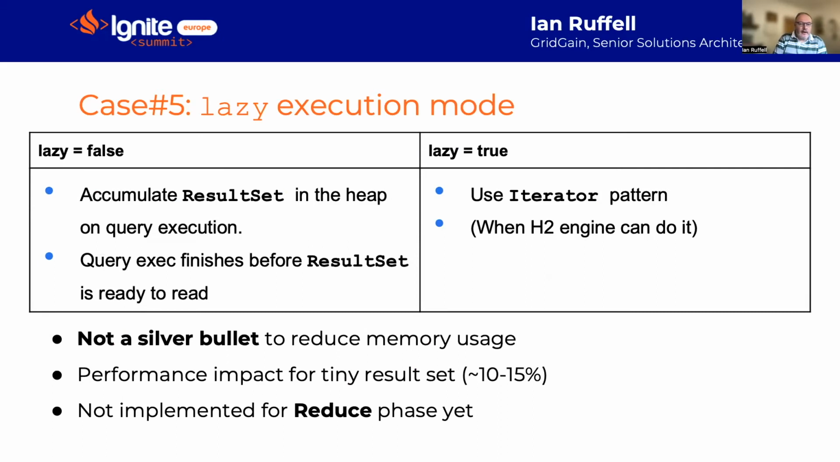If we set lazy equals true, then we can use an iterator pattern or paging, for example. Obviously, that's only when the H2 engine can actually do that. So it's not a silver bullet to reduce memory usage. The performance impact for a tiny result set is very minimal, and it's not implemented yet for the reduce phase.